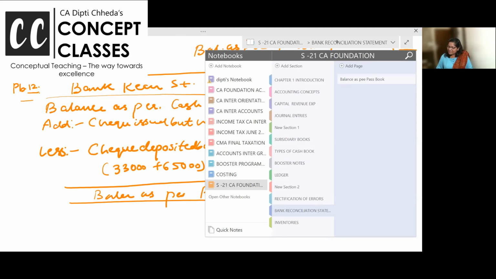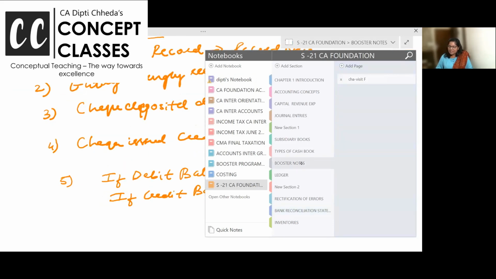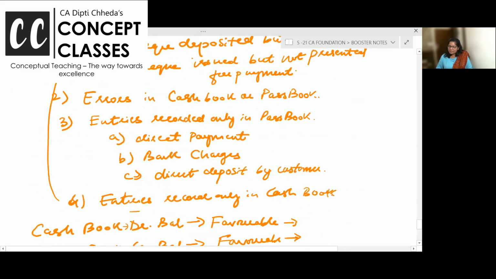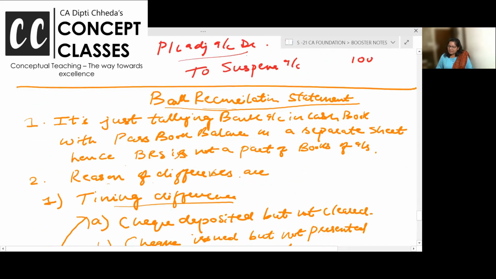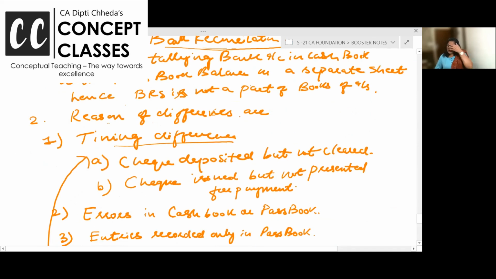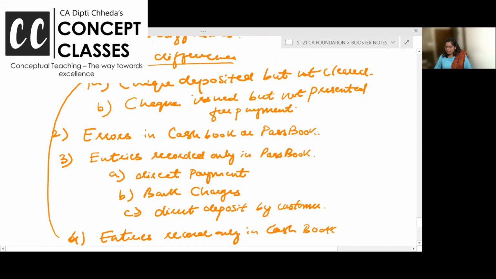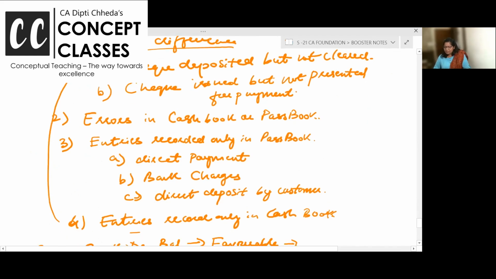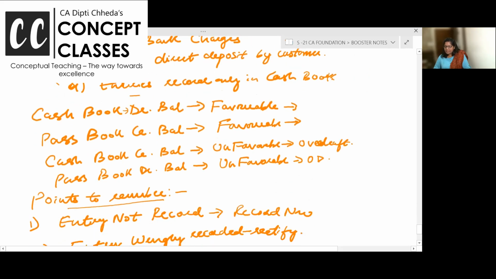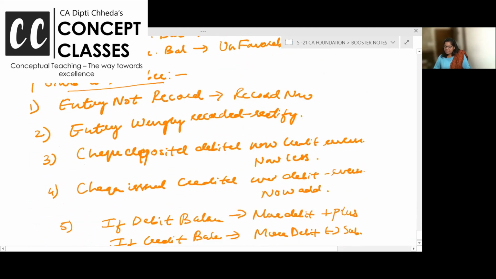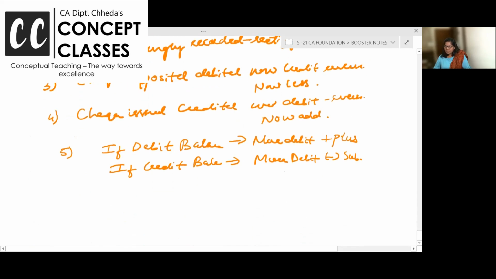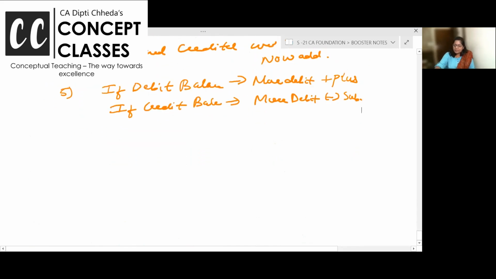1 minute. We will check. I hope all the booster points we have written. It is not a part of the books of accounts. Major reason of the BRS is timing difference, errors in our books, errors in passbook, and then entries directly recorded in the passbook, not recorded or recorded only in the cash book. And then we have written this. Nice, no? This was all about first method.